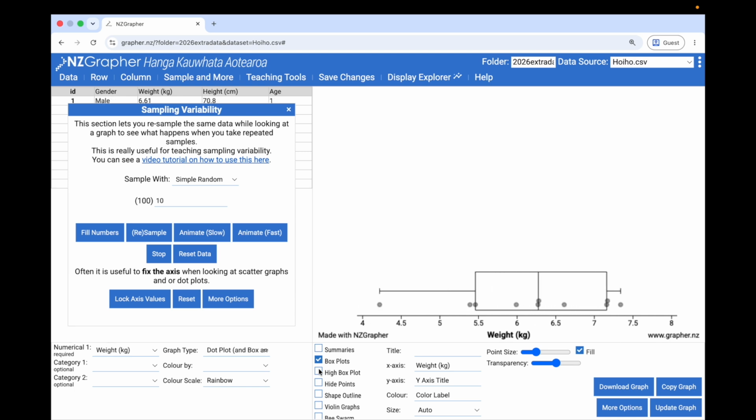The idea of this tool is it helps kids visually see what's happening when you're taking a sample. So I'm going to give you 2 minutes to have a play, and then we're going to jump onto the next teaching tool.